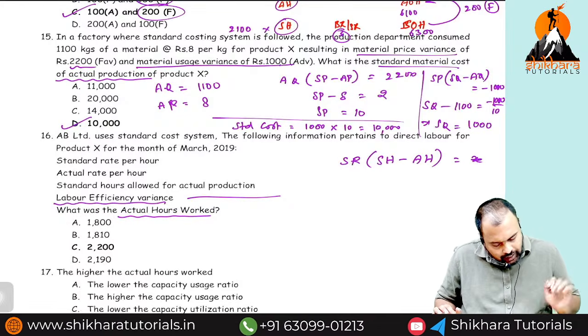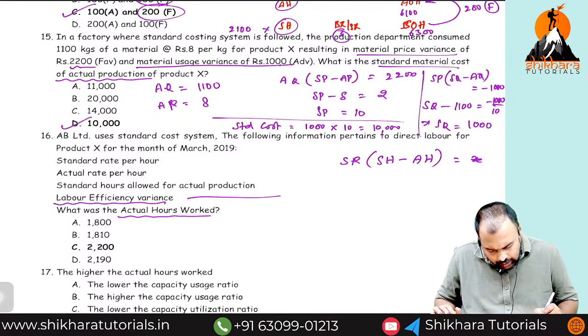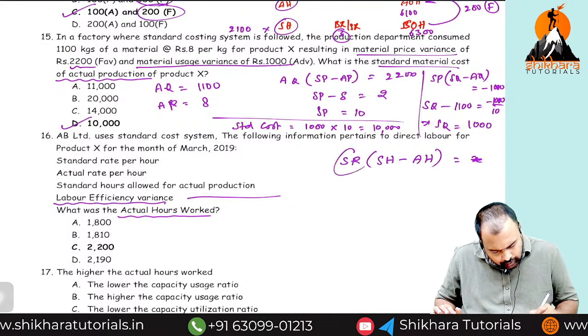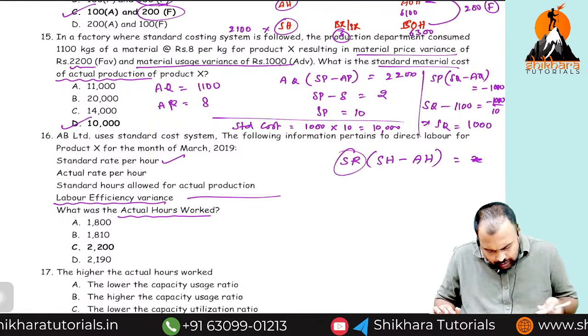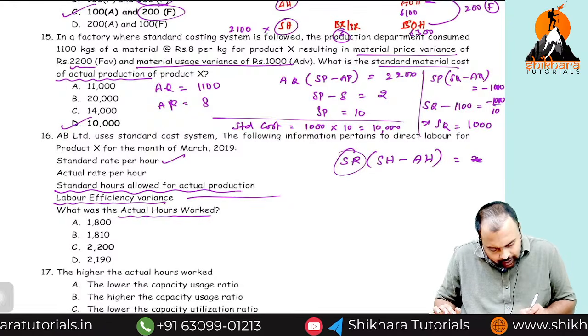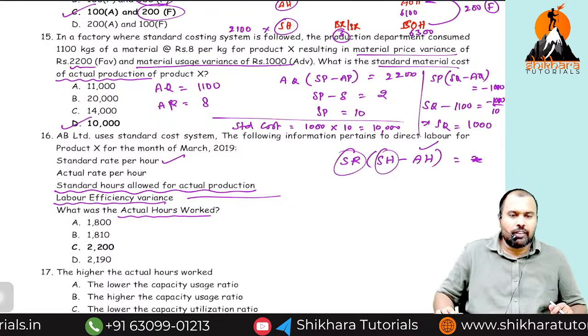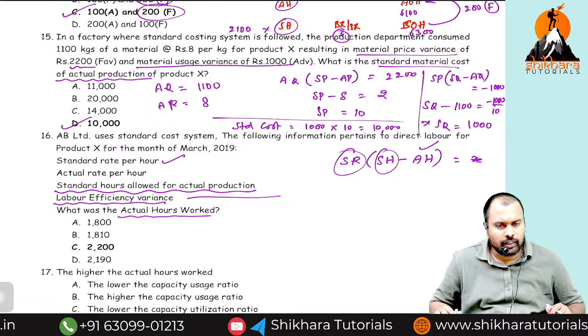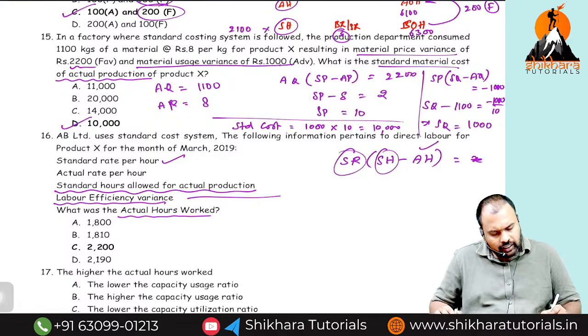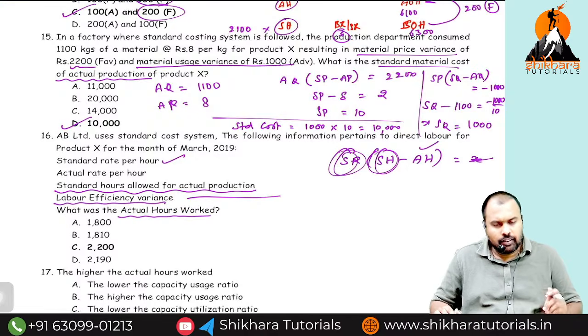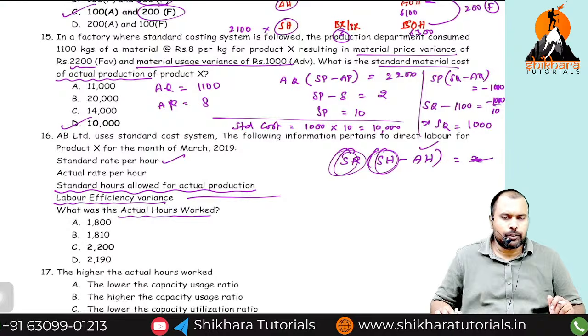Understood, right? This is given in the question, and they're asking for the standard rate per hour. This is also given, and the actual rate per hour is not required for us. Standard hours allowed for actual production, SH, is also given, and they're asking for AH. Anyhow, even if the values are given, it is just application of the formula. So efficiency variance is given, standard rate and SH are given, and AH we are supposed to find out.